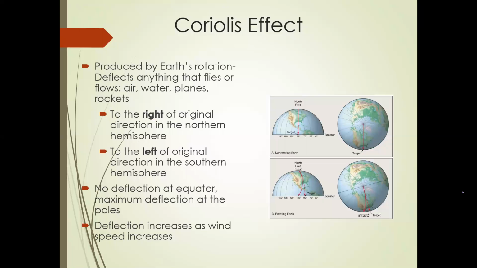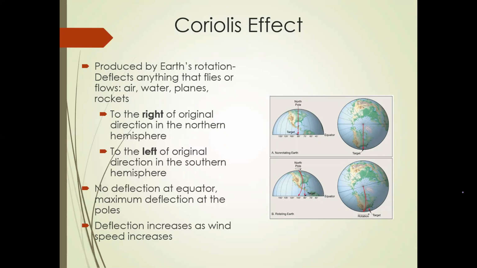So then we have the Coriolis effect. Coriolis effect, again, is the second force that acts on the motion of wind. And Coriolis is an effect that is produced because the Earth rotates. So anything that is flying or flowing in water or through the air is going to be deflected by the fact that the Earth is rotating underneath it. A good example would be an airplane.